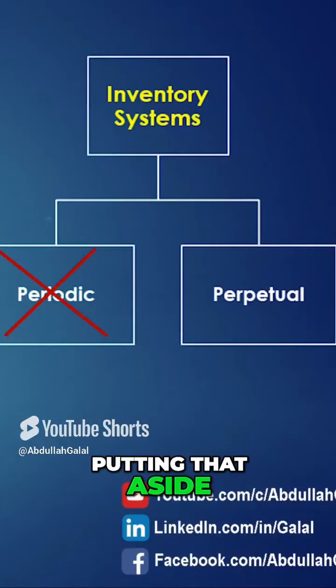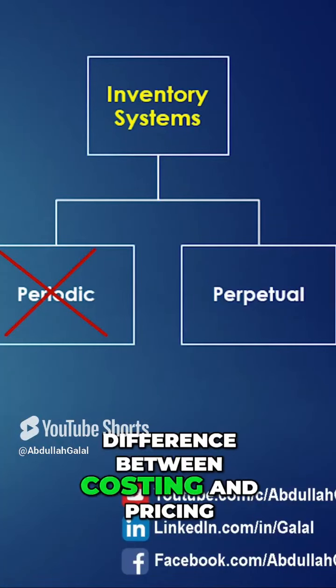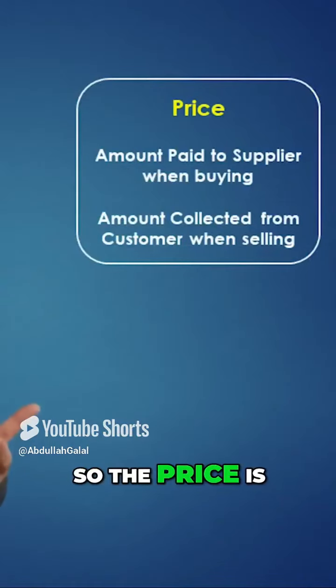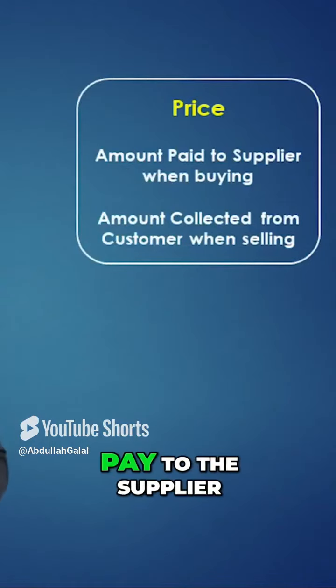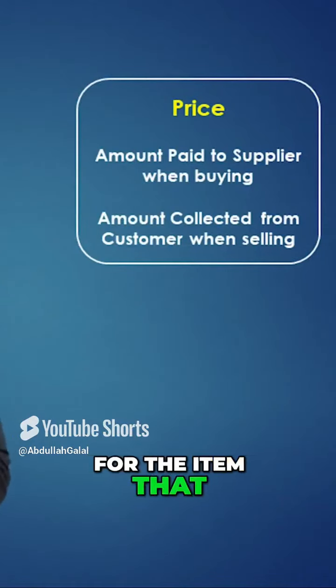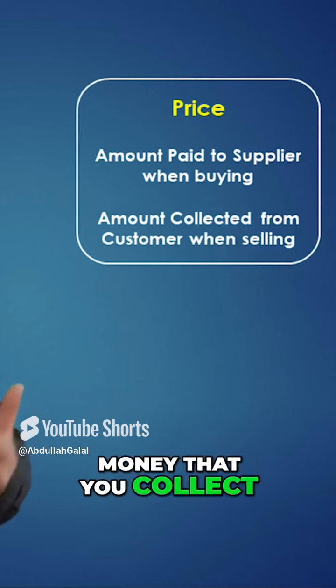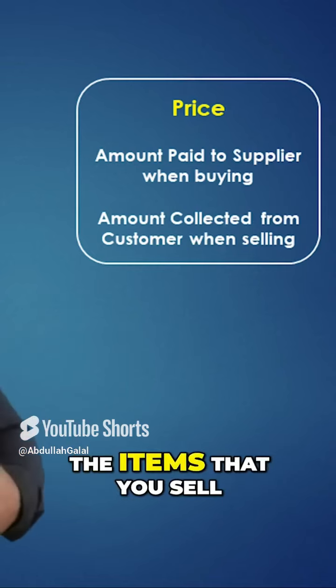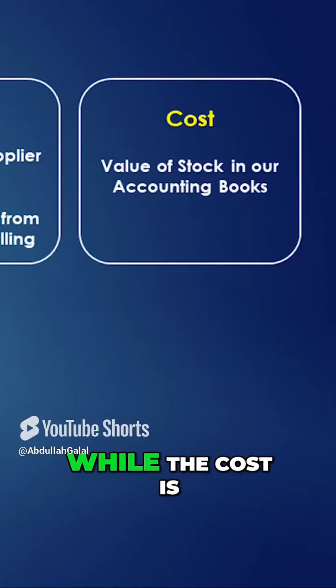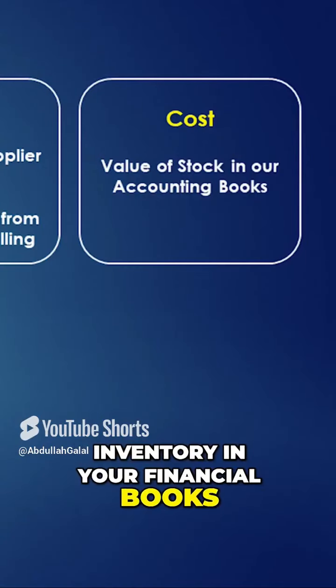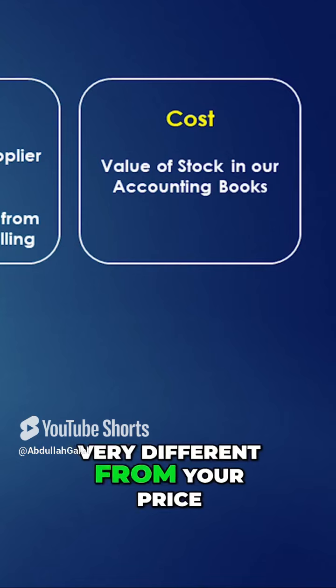Now, putting that aside, you should know the difference between costing and pricing. So the price is any money that you pay to the supplier for the item that you purchase, or the money that you collect from your customer for the items that you sell. This is our price. While the cost is the value of the inventory in your financial books. And this can be very different from your price.